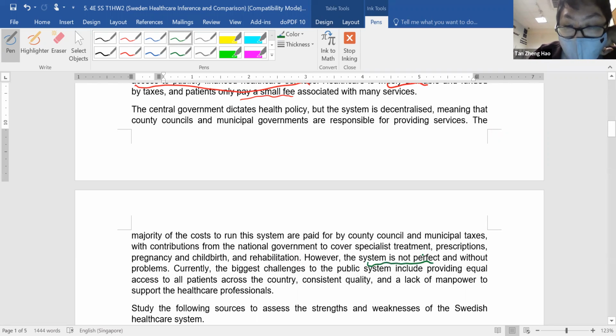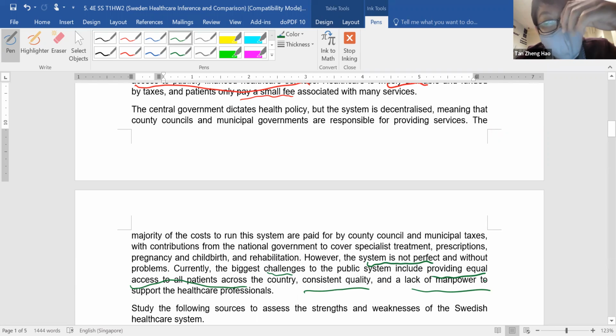However, the system is not perfect. Why not perfect? One of the biggest challenges is providing equal access to all patients and consistent quality. There's the lack of manpower. So they are saying that even though Sweden's healthcare is very cheap, there are still people who cannot access healthcare like the rest of the country. The quality of the healthcare may not be consistent. Maybe some clinics are better than others, some hospitals are better than others, and there are not enough people working as healthcare professionals, not enough doctors, not enough nurses, and so on.